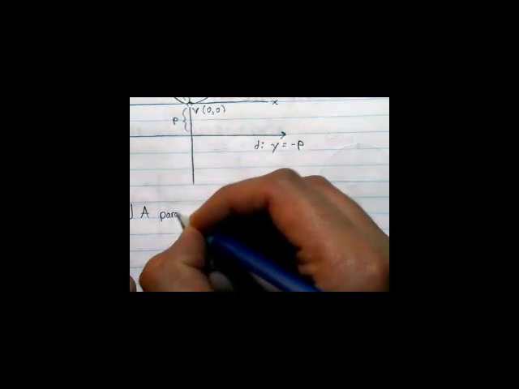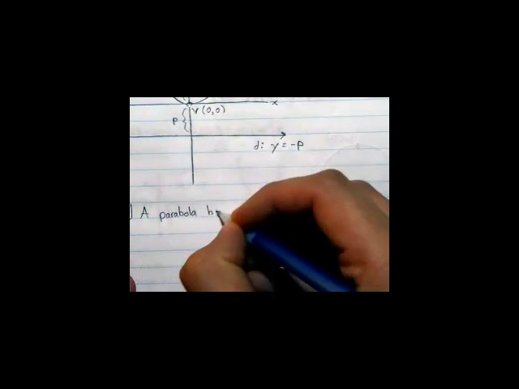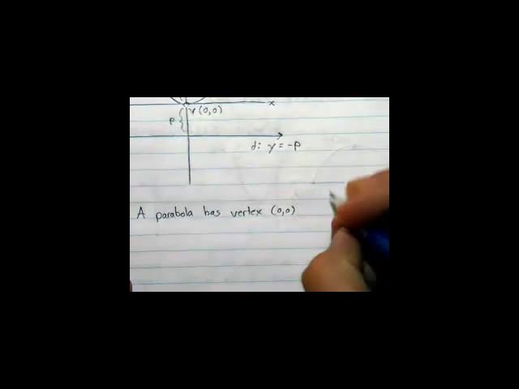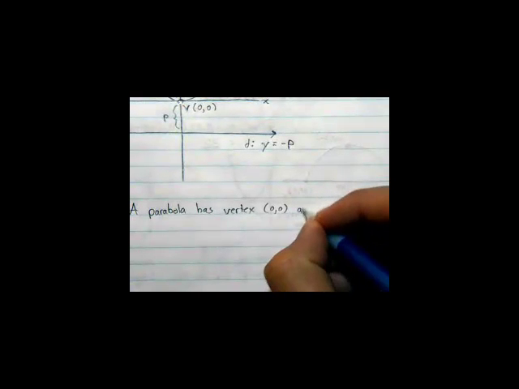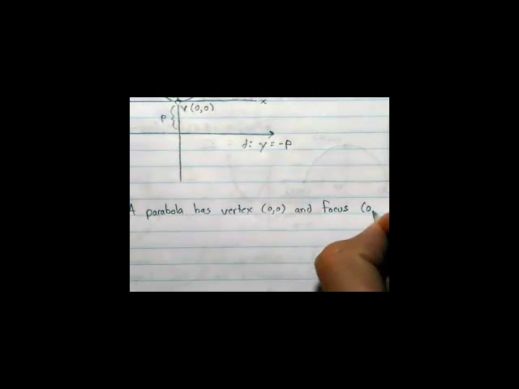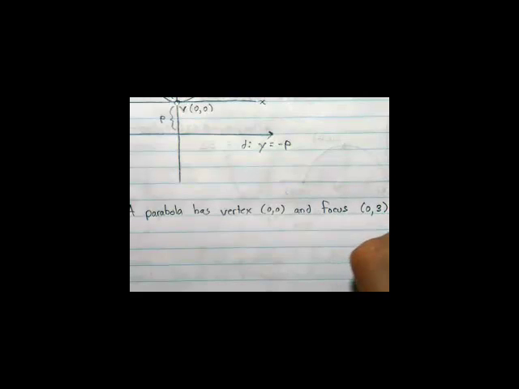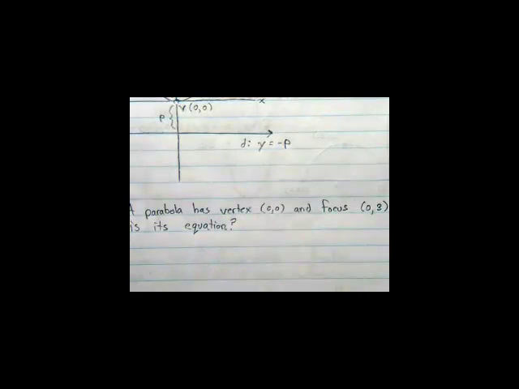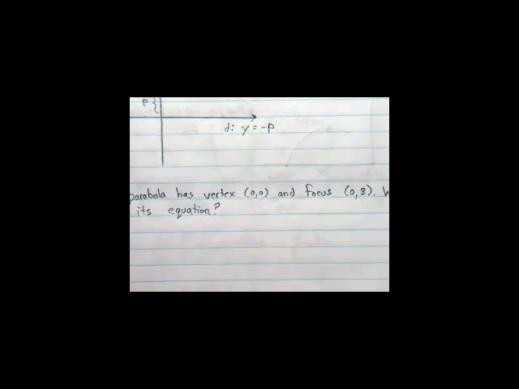Okay, so let's try one. A parabola has vertex 0, 0 and focus 0, 3. What is its equation? Okay, so the vertex is 0, 0, focus is 0, 3. We want to make an equation of it.